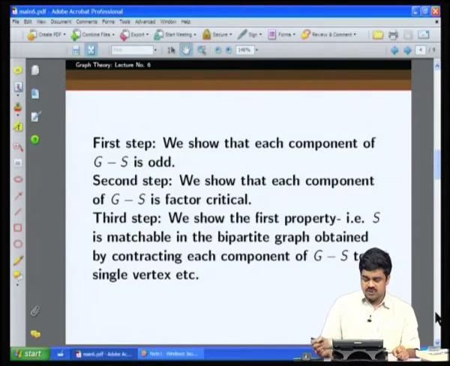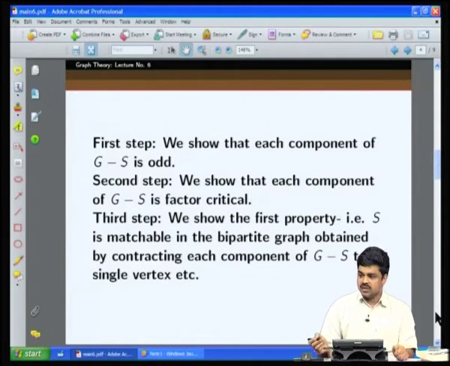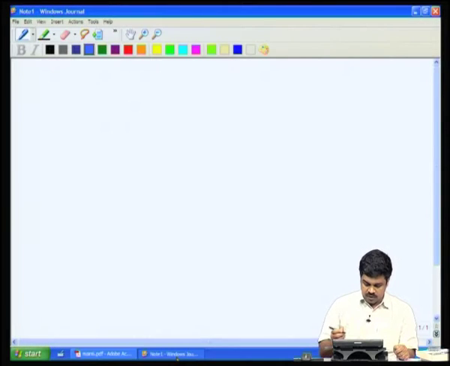The second thing was that every component is known to be odd. Now, we need a little more than that. We want every component to be factor critical. To show that, we considered, so again, I think I have to continue from here.